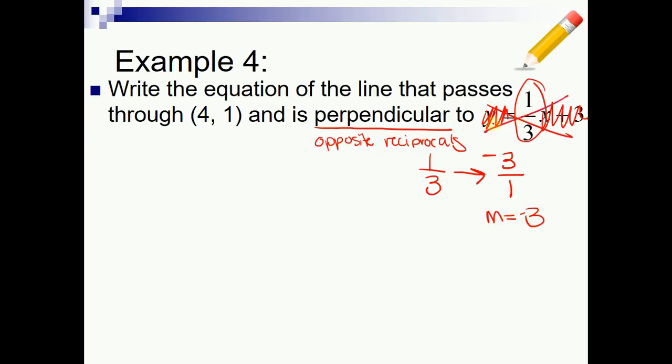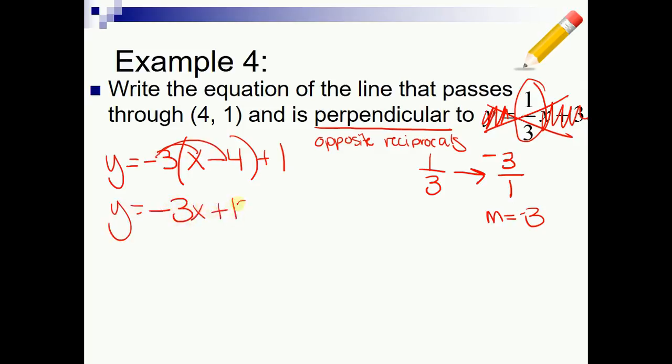This line now does not matter. I don't care about anything else. All I wanted was the slope so I could change it to find my new line slope. Now it becomes like you were just doing with a slope and a point. So I'm going to use my translated form again. So y equals my slope, -3, parenthesis, x minus my x value, plus my y value. Let's multiply that in. So negative 3x plus 12 plus 1, or negative 3x plus 13 for my equation.